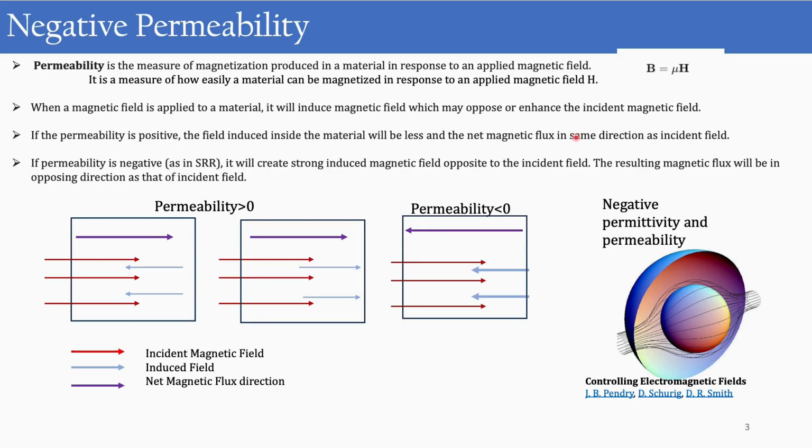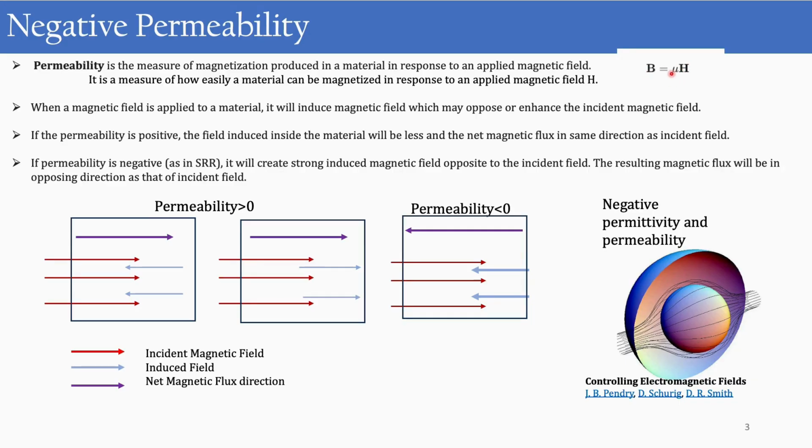I said split ring resonators are proposed for negative permeability. So first of all, let's see what this permeability means. Permeability is the measure of the magnetization produced in a material in response to an external applied magnetic field. That means it measures how easily a material can be magnetized if we provide an external magnetic field. The magnetic flux produced inside the material when we apply an external magnetic field is given by this equation, that is, the total flux is equal to mu times H. Mu is the permeability of the material and H is the magnetic field provided.